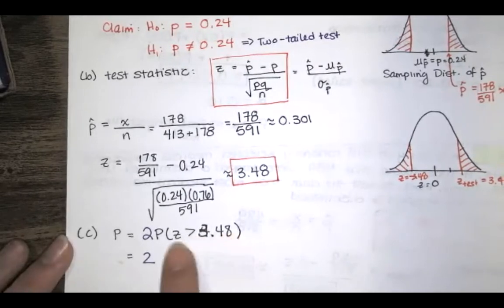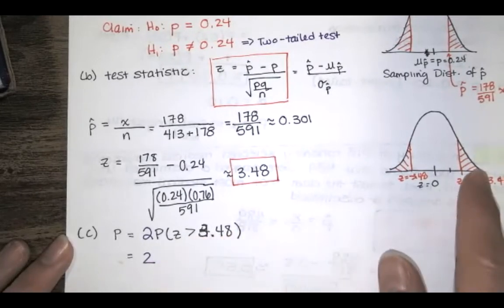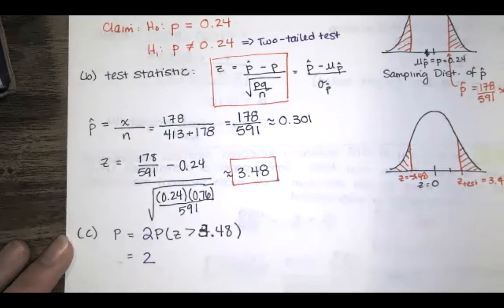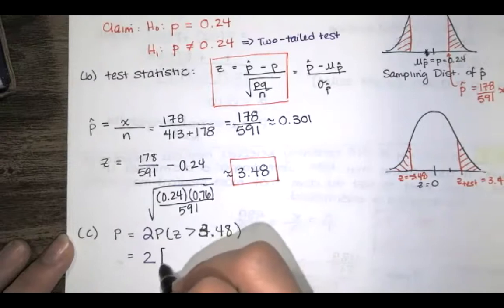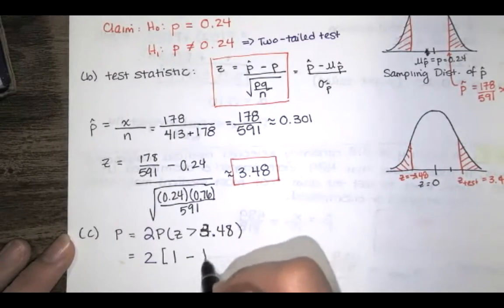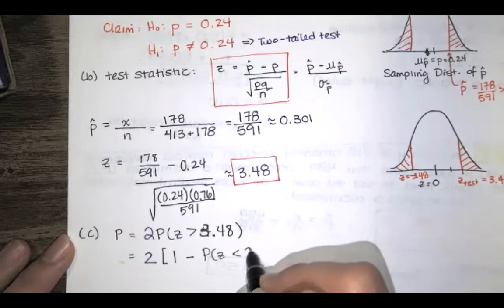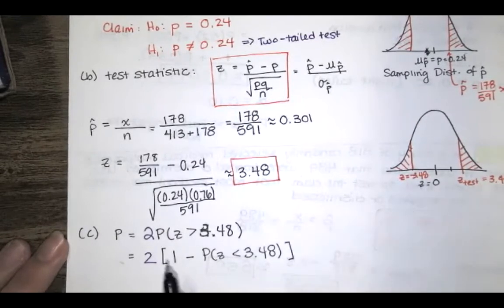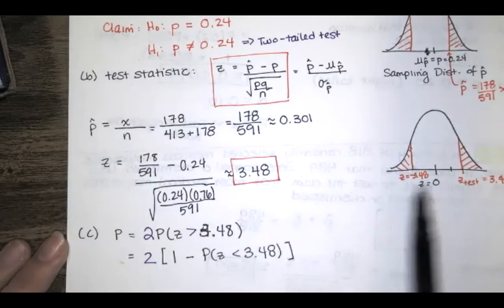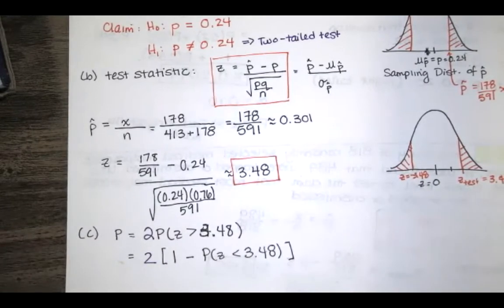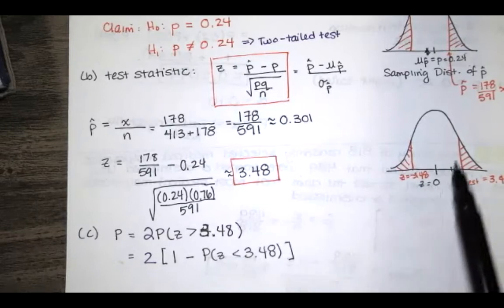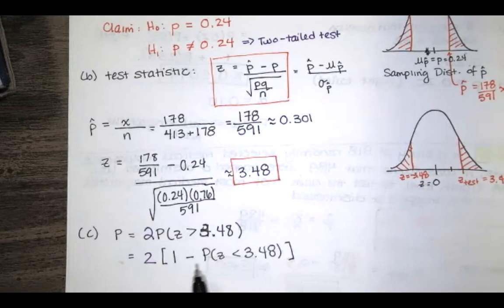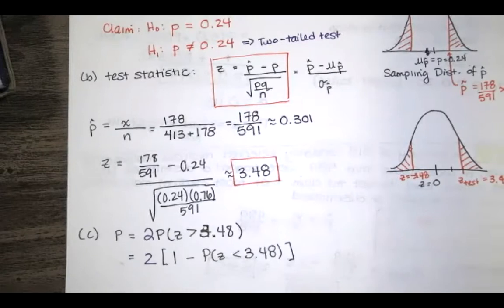into Excel. But that is an area to the right. I really need an area to the left. So one way of doing that would be to compute 1 minus the probability that z is less than 3.48. That would give us the area to the right. That's one way of doing it. You could also say, well, that area is equal to that area. So let's just find the probability that z is less than negative 3.48 and then double that. It's going to give you the same answer either way. We haven't talked about that one too much, so let's just do this one. So I will find the probability that z is less than 3.48 using Excel, and then I'll subtract it from 1, and then I'll double it.